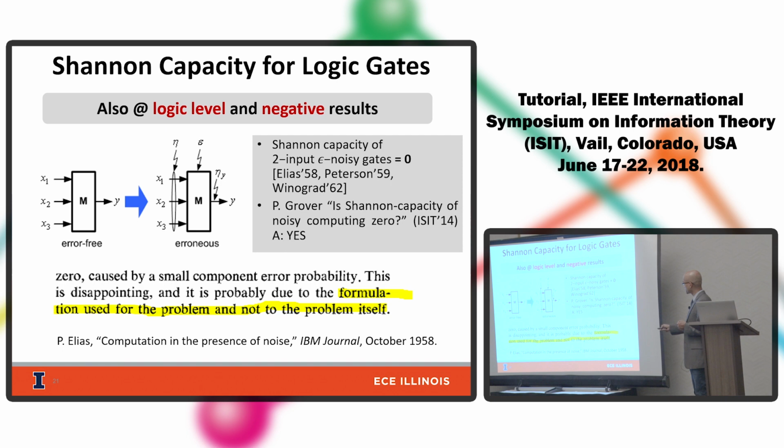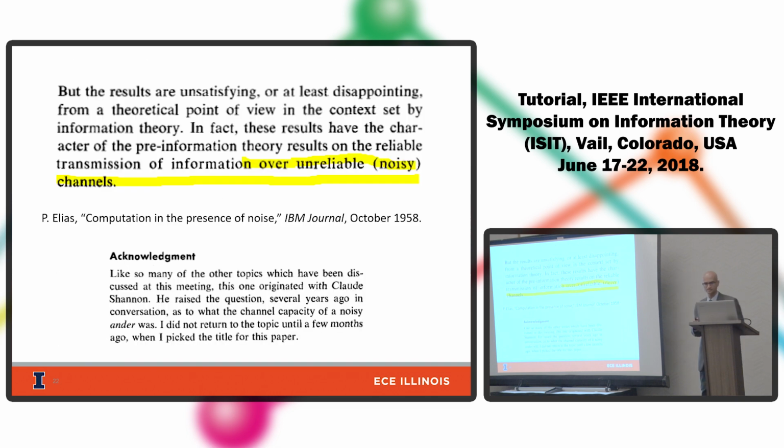He said the formulation used for the problem is the problem. That is, the problem definition was so constrained that you get all of these negative results, that we define computing as the process of building Boolean networks. That's a very narrow, very focused way of looking at computing, right? The good thing about it is that the model is very simple and you can play with it. You can build up all sorts of theoretical foundations on it, but it's a heavily constrained problem definition.